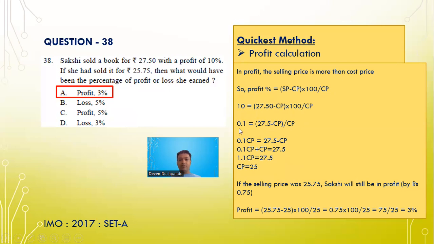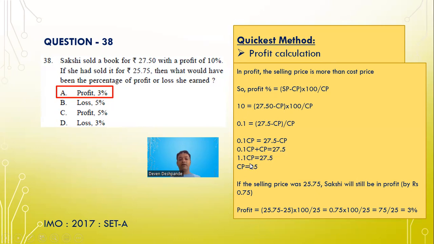So when you take CP here, it will be 0.1 CP is 27.5 minus CP. When minus CP comes here, it will be plus. 0.1 CP plus CP is equal to 27.5. So 0.1 plus 1 CP is 1.1 CP, which is 27.5. So CP is equal to 27.5 upon 1.1, which is 25.